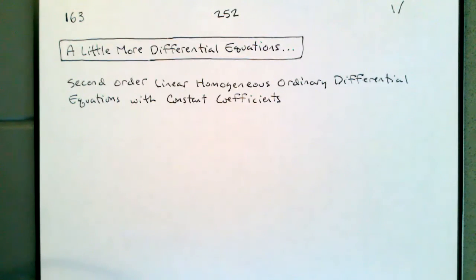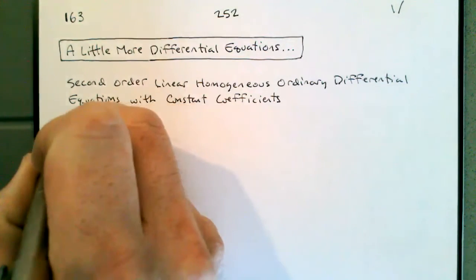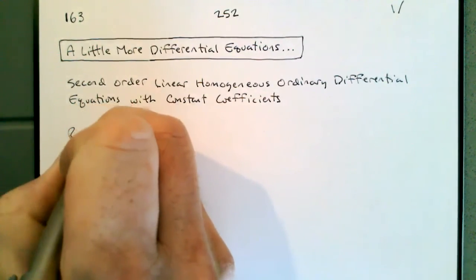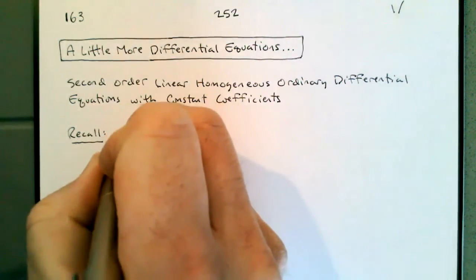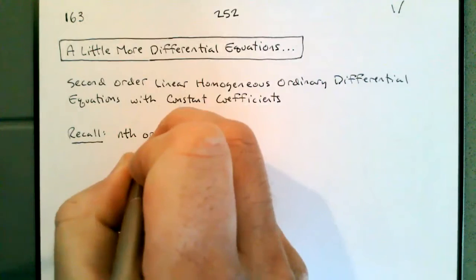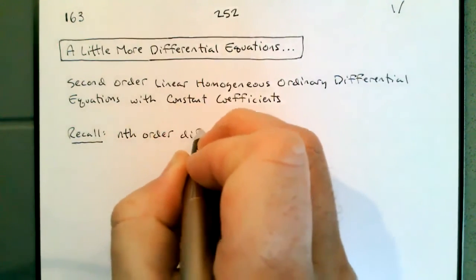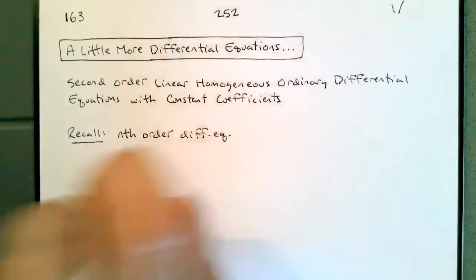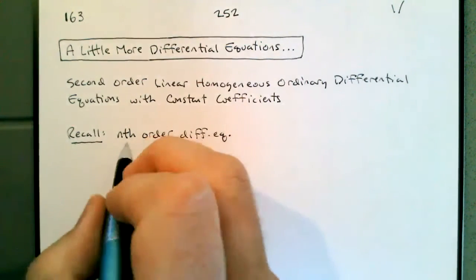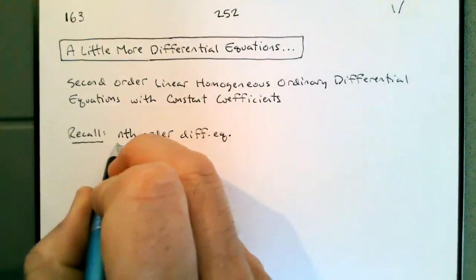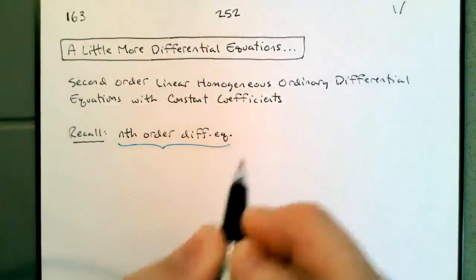Let's combine some things that we already know. So recall that we can have a differential equation, and a differential equation has an order. So let's say we have an nth order differential equation. The differential equation will produce a general solution, just like the general antiderivative.